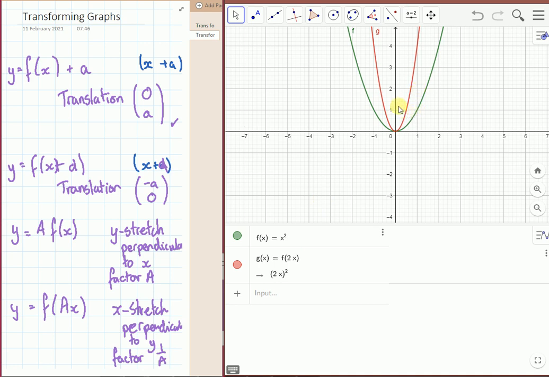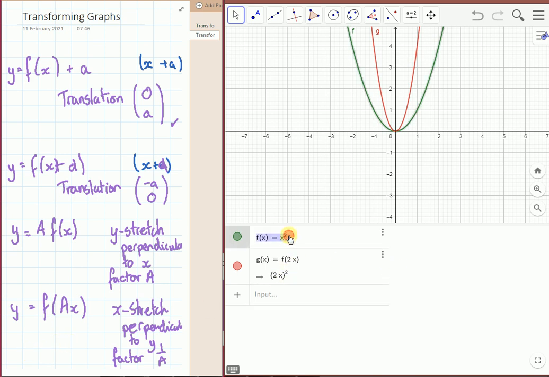Now notice, if you thought that this was the same as doubling in the y direction, that would have taken it to here. It's actually gone 4 times as big in that direction, because we've actually got 2 times itself squared. So there is a sort of equivalent y squaring, but it goes with the function. So in terms of this function, it goes half the distance across.